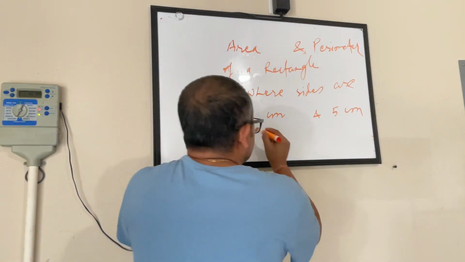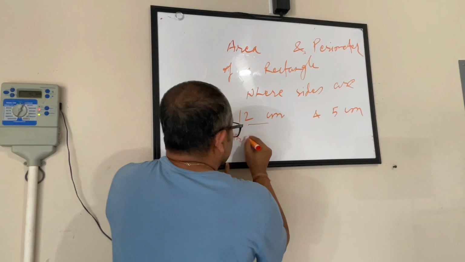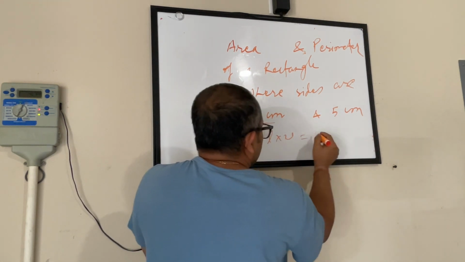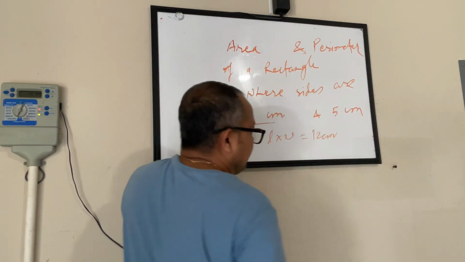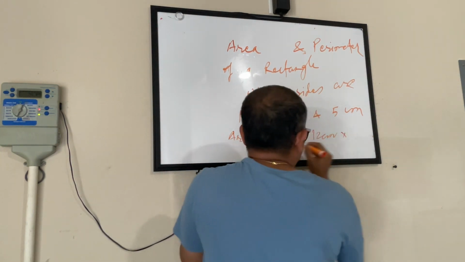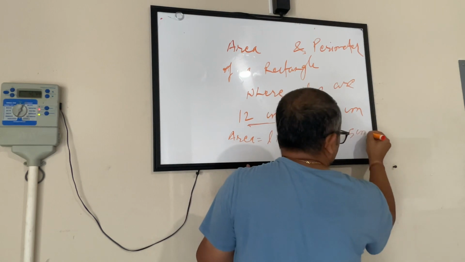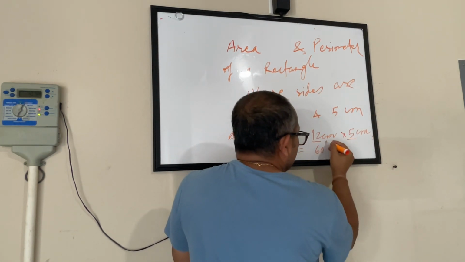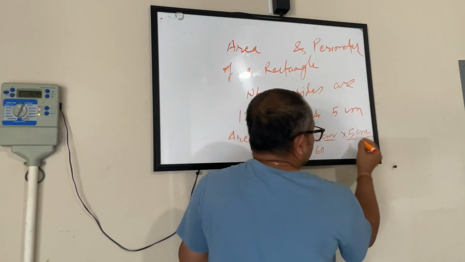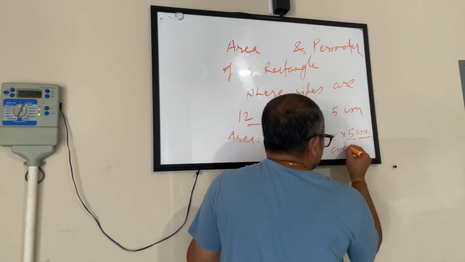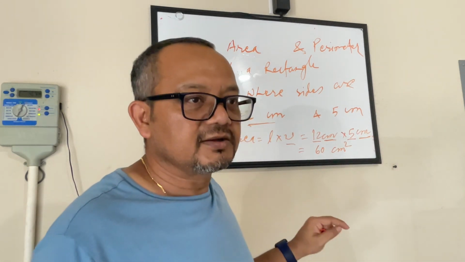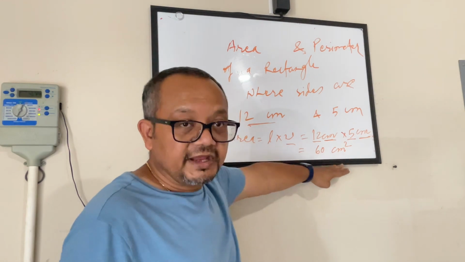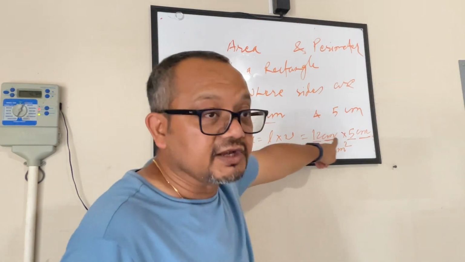I showed you guys. Area equals length times width. What is my length? 12 centimeter. What is my width? 5 centimeter. 12 times 5 is 60. What happens to centimeter? Centimeter into centimeter. That is centimeter square. So area when you say, don't forget the unit, okay?